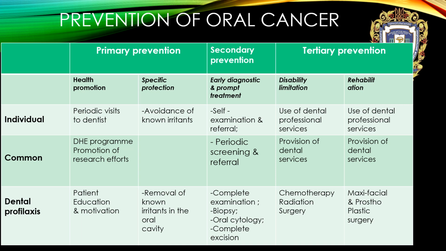In a community level, for primary prevention, like health promotion and specific protection, we need to provide dental health educational program, promotion of research efforts. Secondary prevention, in community level, periodic screening and referral, and like tertiary prevention, in community level, there will be provision of dental services.